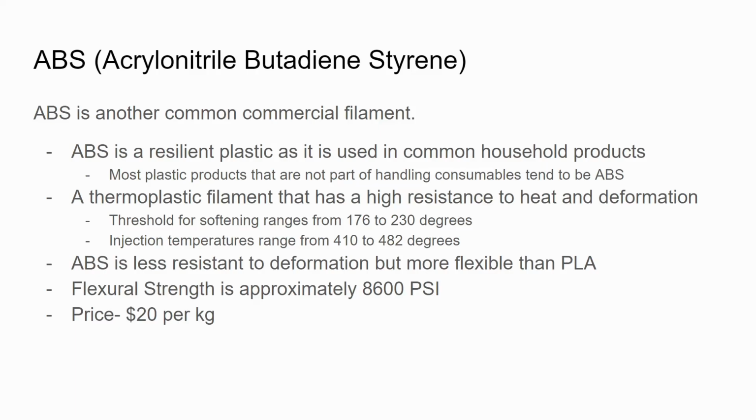Now, it is a thermoplastic filament with a high resistance to heat and deformation, higher than PLA, with its softening thresholds ranging from 176 to 230 degrees Fahrenheit. And now, the injection temperatures and the operating temperatures for ABS tend to range from 410 to 482 degrees.